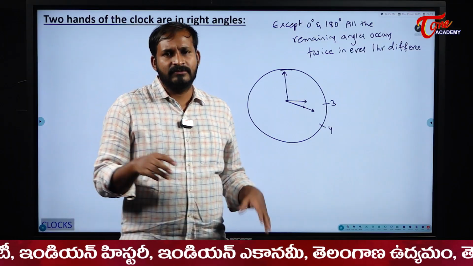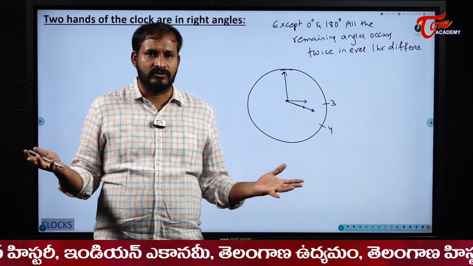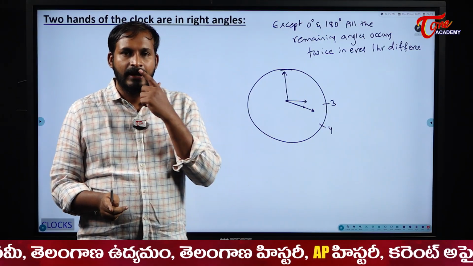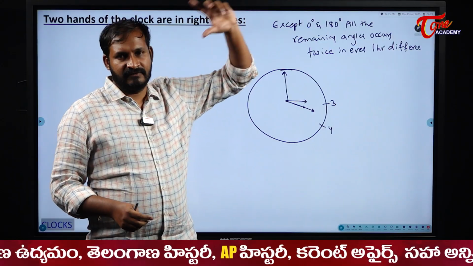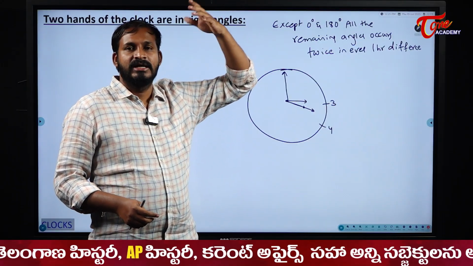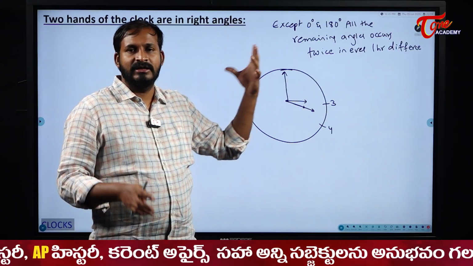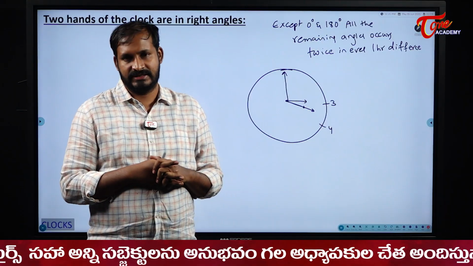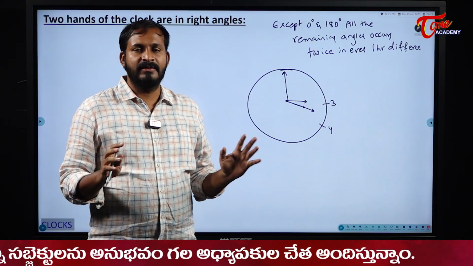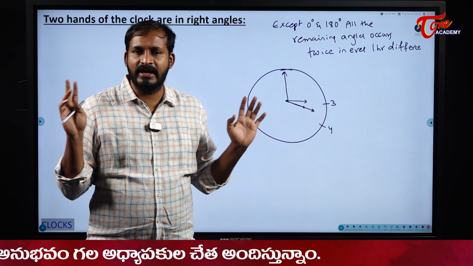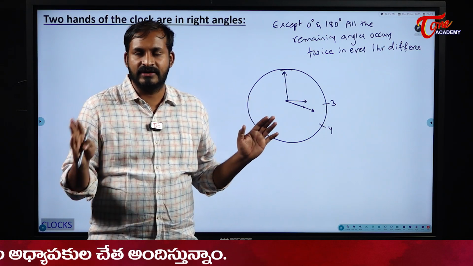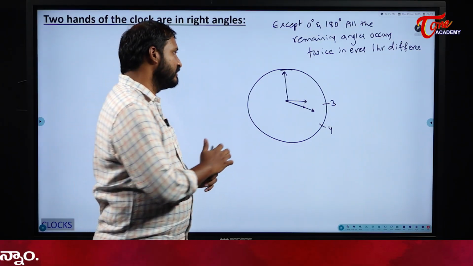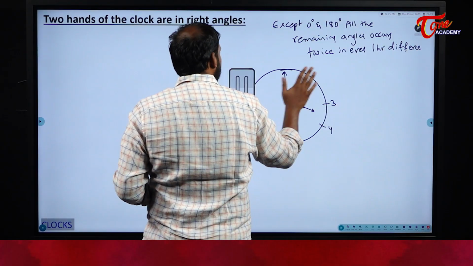Understood? And sometimes both the angles may form before overlapping also. For your understanding, I am telling that one will occur before overlapping, one will occur after overlapping. But sometimes, especially if the time is from 10 to 11 or 11 to 12, there is a high chance that before overlapping itself, both the angles will occur twice. Just remember, in every 1 hour, all the remaining angles except 0 degrees and 180 degrees occur twice.